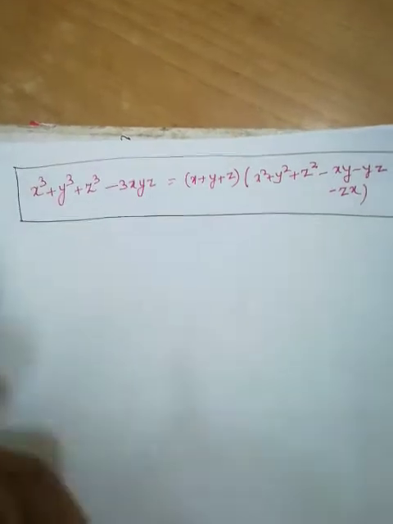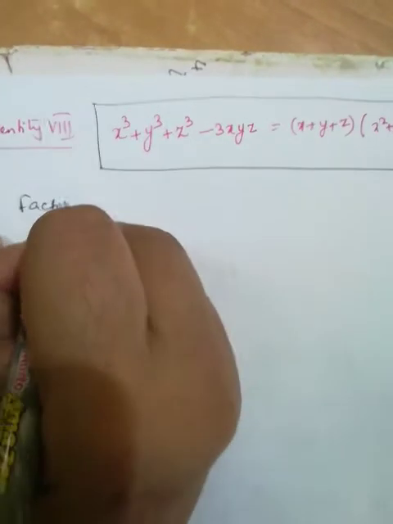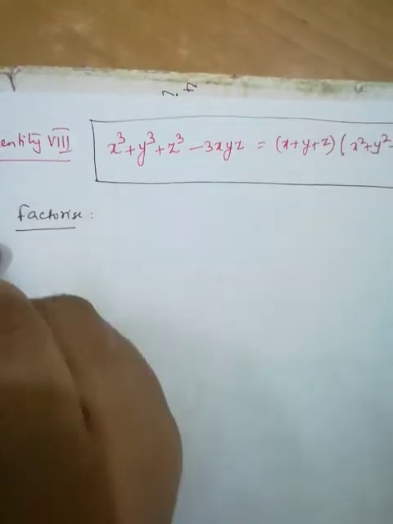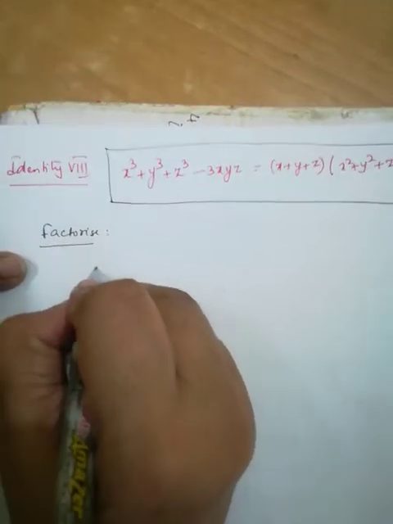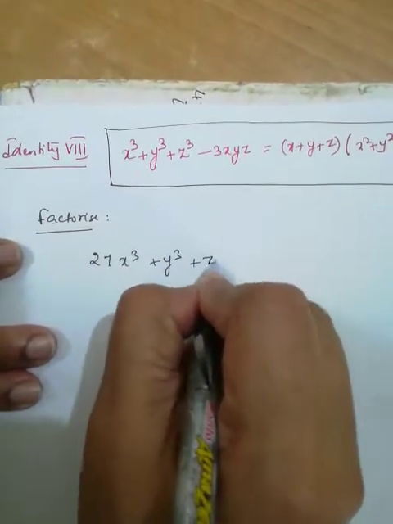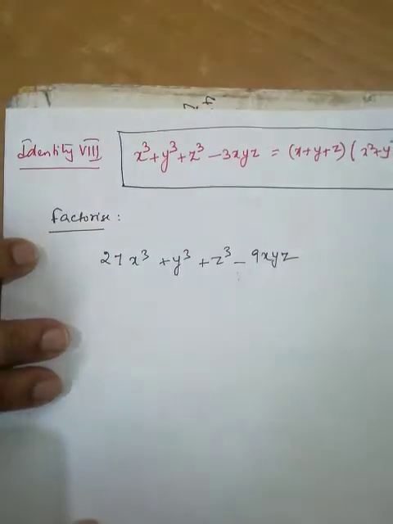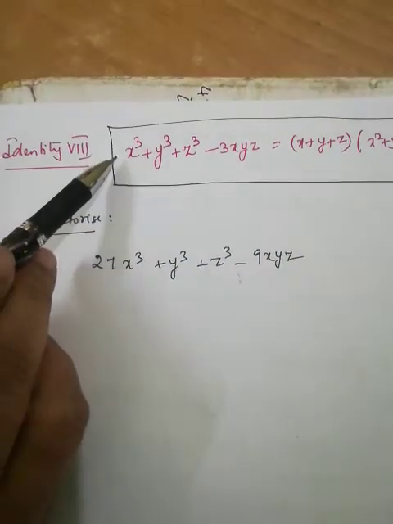Okay, now using this, let us do a factorization. This is all from the textbook only, so you can do it in the classwork. So factorize 27x cube plus y cube plus z cube minus 9xyz. So let us see whether we can write it in this form.